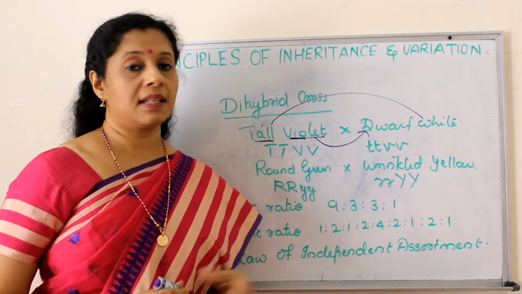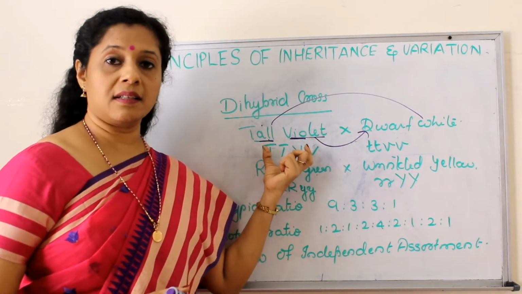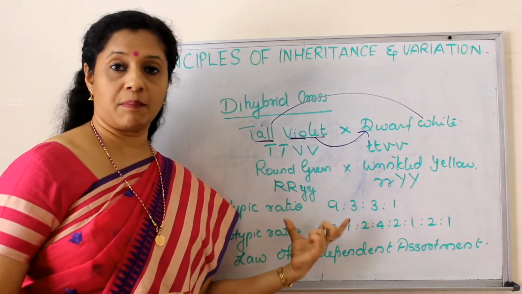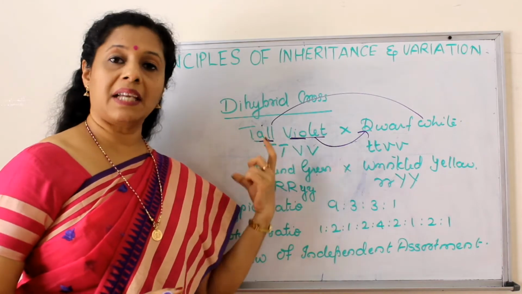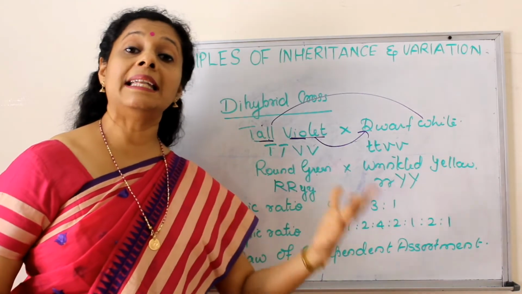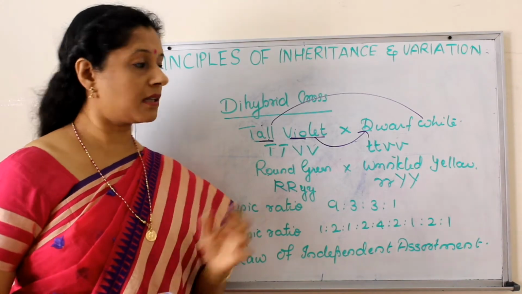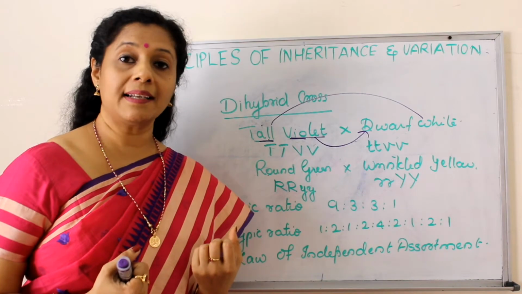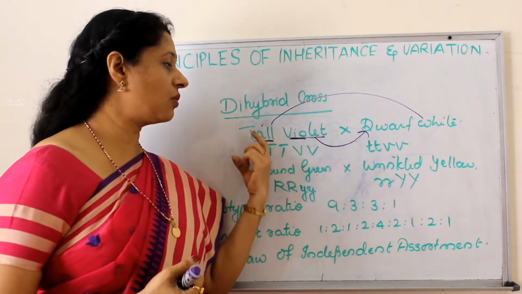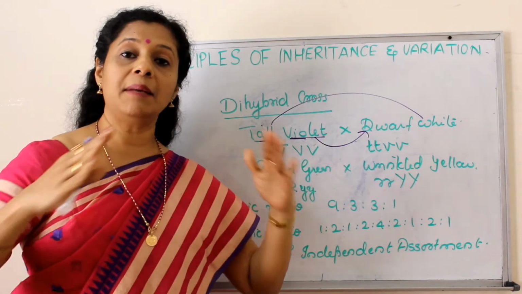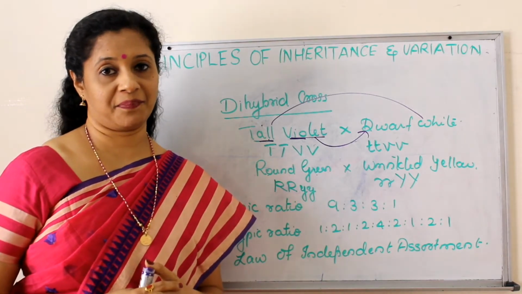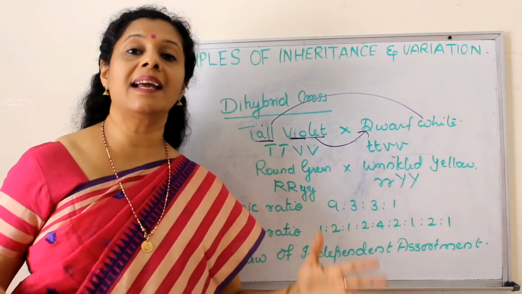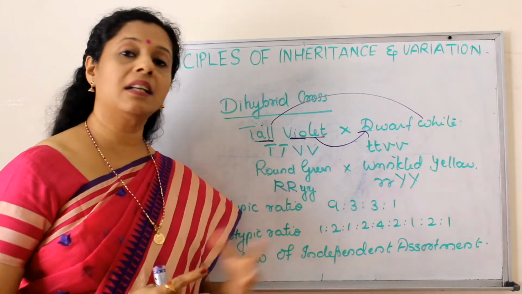And Mendel found that when two characters are together at the time of crossing or reproduction, the alleles of the characters move independently of each other. That means tall can move either with violet or with white. Nobody is prohibiting, right? The same way, violet has the option to go with tall or dwarf. That is called independent assortment. He understood that the alleles of characters can segregate independently. So he formulated the law.